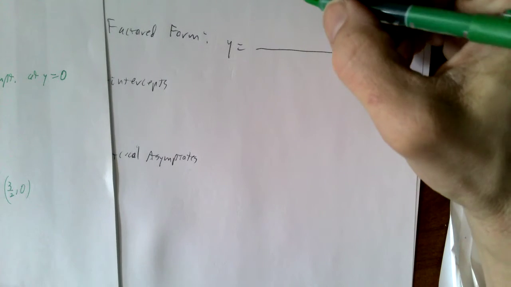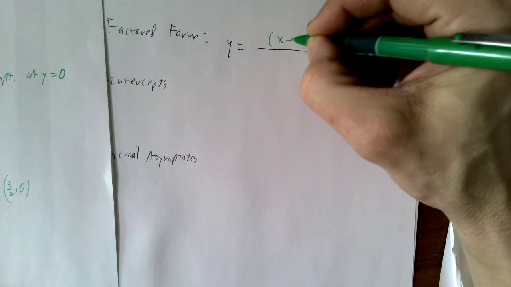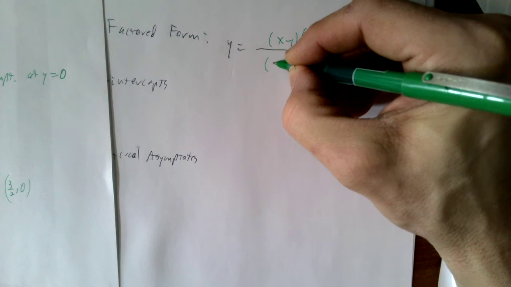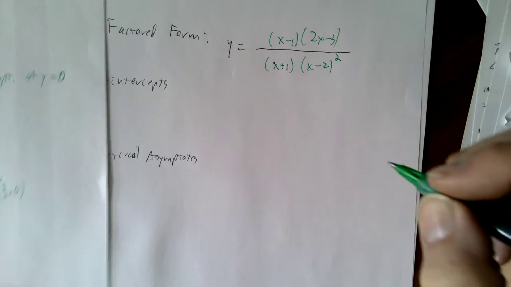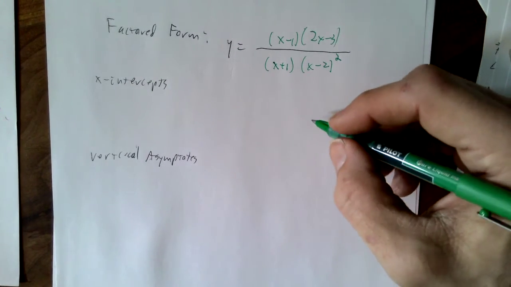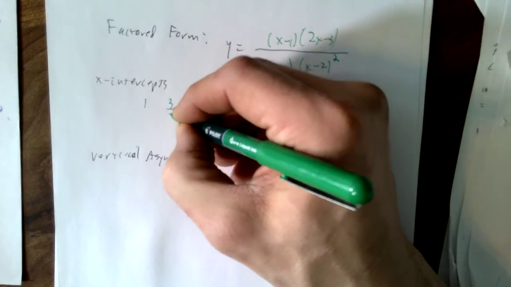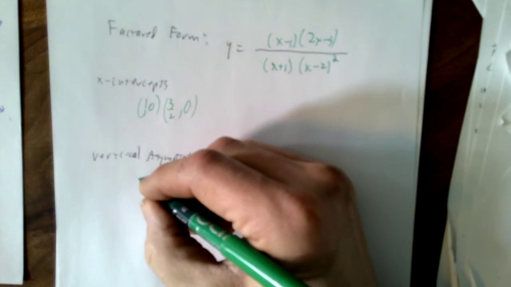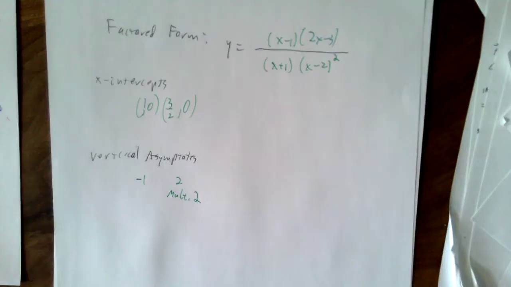So the factored form of this, putting it all together, the factored form from the top was x minus 1 and 2x minus 3, and the factored form of the bottom is x plus 1, x minus 2 squared. So we got the x-intercepts and vertical asymptotes written down. I'm just going to put this together on the graph. X-intercepts were at 1 and 3/2. Vertical asymptotes at -1 and 2 with multiplicity 2.